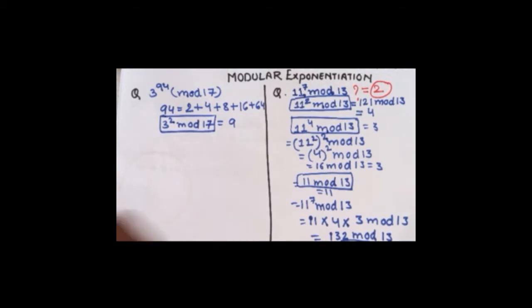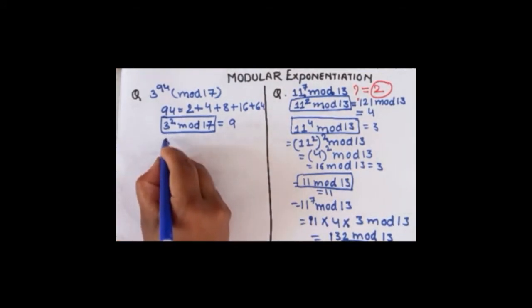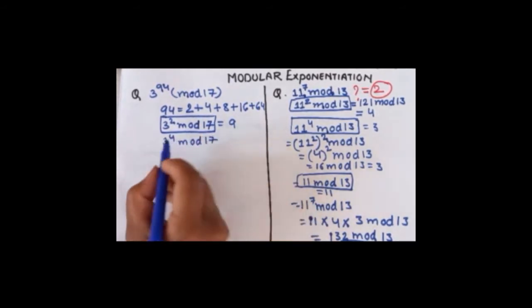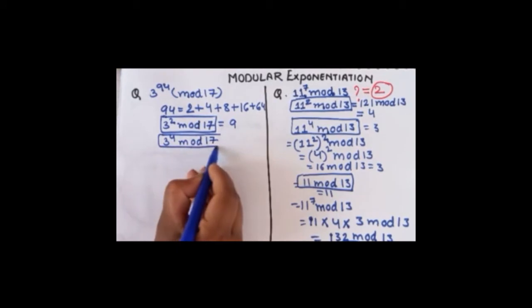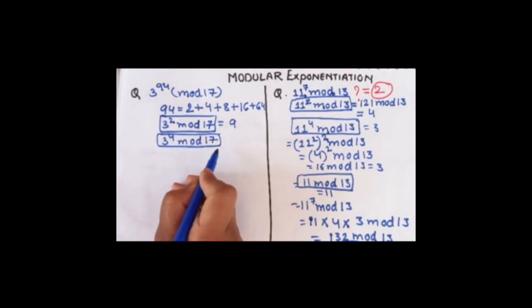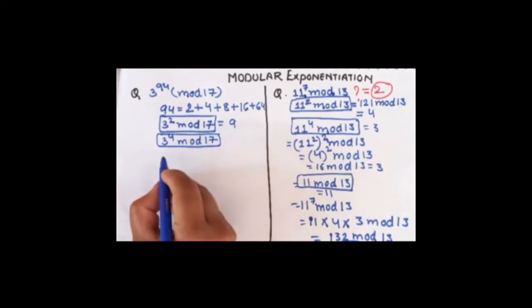Since 9 is smaller than 17, the remainder, when you divide 9 by 17, is completely 9. 9 is completely left as it is. Okay, moving ahead to finding out 3 to the power 4 mod 17. How can you write 3 to the power 4? You can write 3 to the power 4 as 3 to the power 2, to the power 2, mod 17. 3 to the power 2 mod 17 was 9, and 9 to the power 2. Can you understand this?